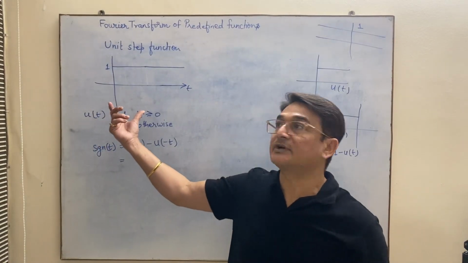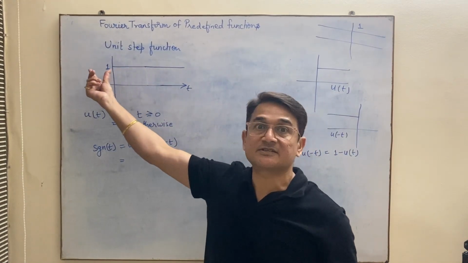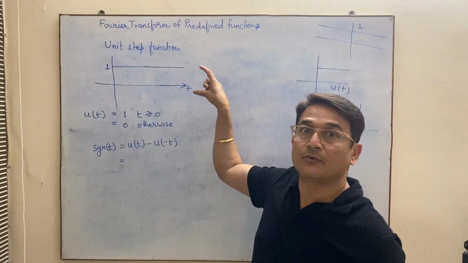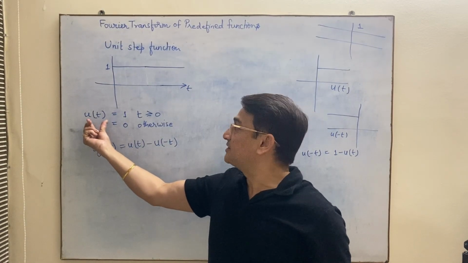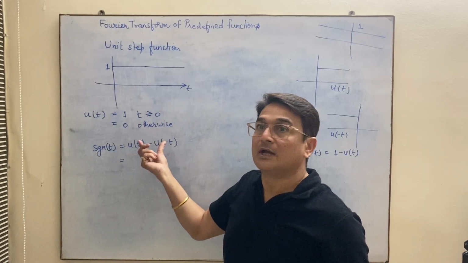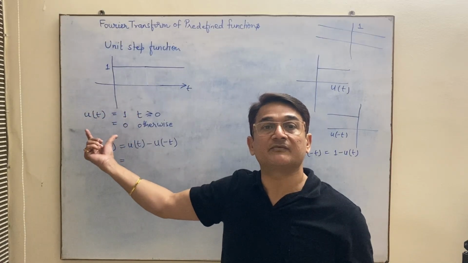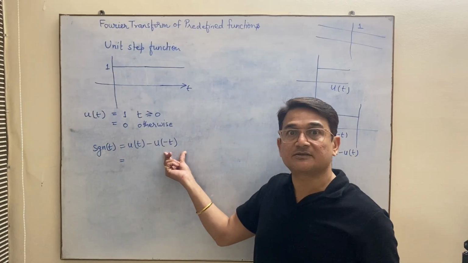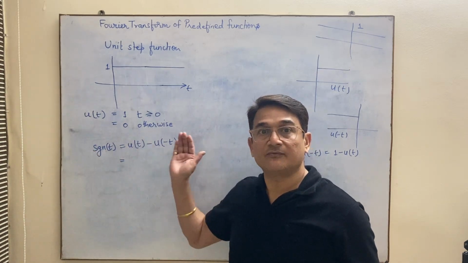Next function is the unit step function. Graphically it can be defined by a straight line existing from 0 to infinity, which gives the value 1 throughout. Mathematically, u(t) equals 1 for t greater than or equal to 0, and it is 0 otherwise. Again, we cannot directly calculate the unit step function, but we know the relationship between the signum function and the unit step function, which is signum t equals u(t) minus u(minus t). From this relationship we will get the relationship for u(t).